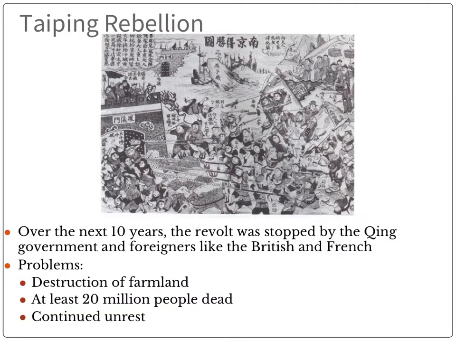This revolt lasted for 10 years. This was a huge deal in China. The revolt was eventually stopped by the Qing government and foreigners like the British and the French. Foreigners came in, like the British and the French, because they wanted to maintain their trade in China. And if China is basically in a civil war, that makes it much more difficult for them to conduct economic operations. And so that's why they came over to help, not just to be nice. It's because they want to be able to continue making money out of China.